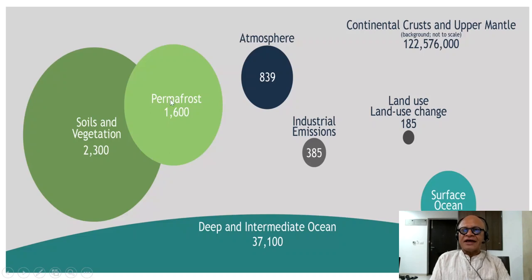Permafrosts are thawing, and there is always the worry that they will add to the acceleration of global warming. So that's much smaller, or slightly smaller than soil and vegetation. But polar amplification and warming patterns being faster at higher latitudes are obviously a concern. There is the atmospheric number that's much closer to the present. Industrial emissions, the bullet size here. Land use, land change, 185 gigaton carbon.